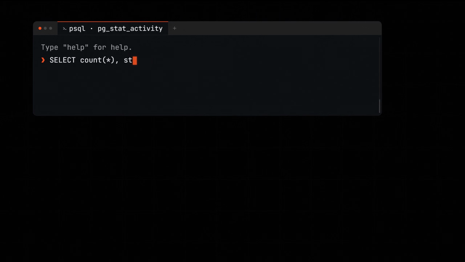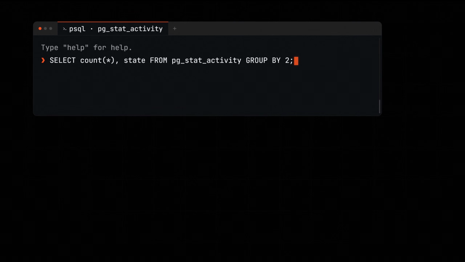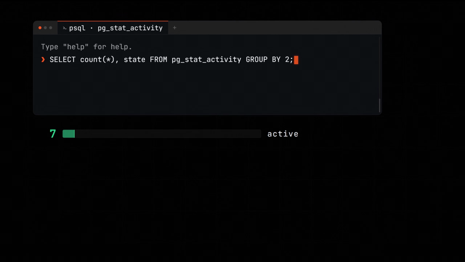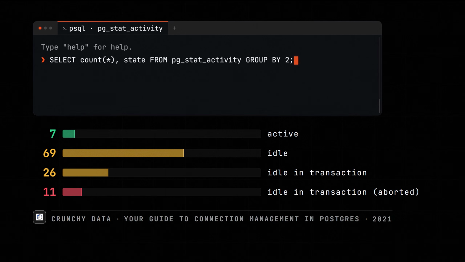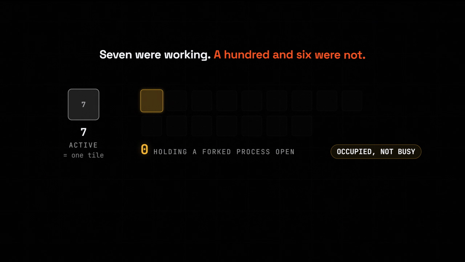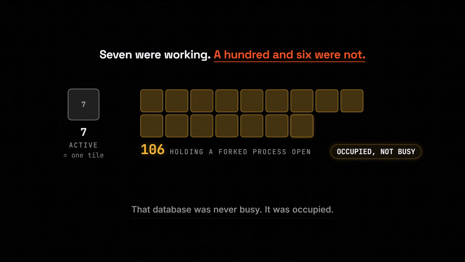One query settles it. Select count, state from pg_stat_activity, group by state. Here is a real example from Crunchy Data's own guide. 7 active, 69 idle, 26 idle in transaction, 11 idle and aborted. 7 sessions were doing work, 106 were holding a forked operating system process open in order to do nothing at all. That database was never busy.